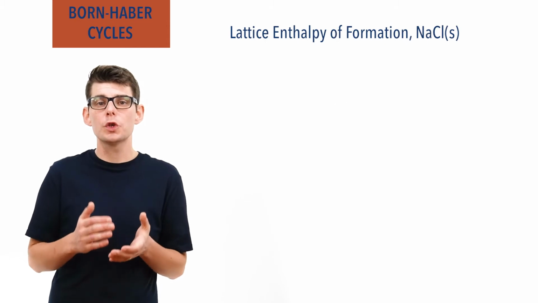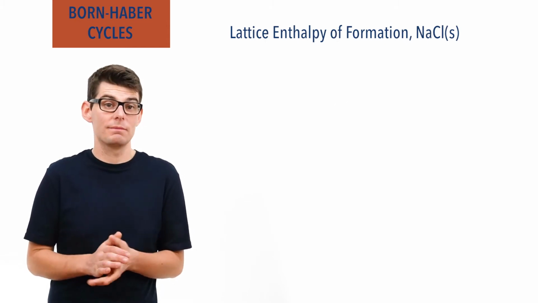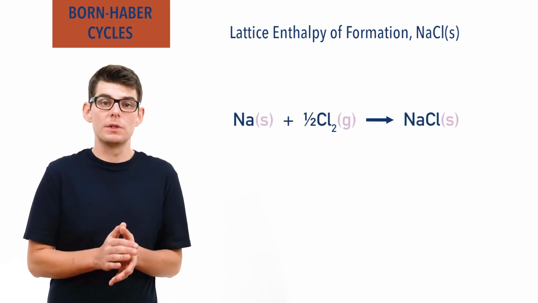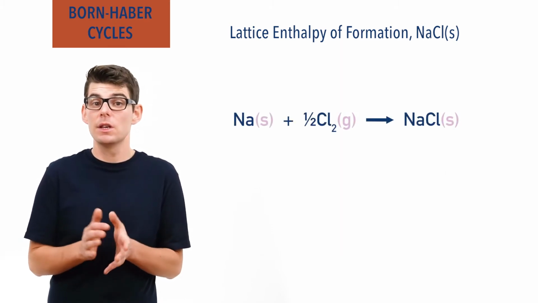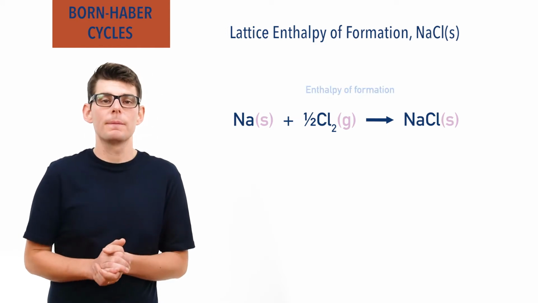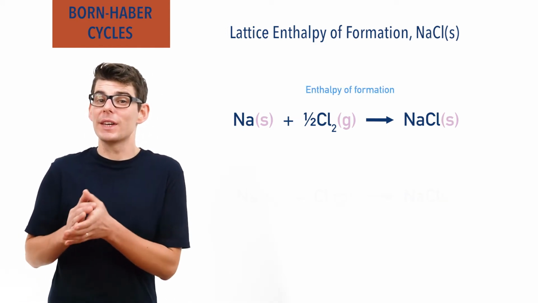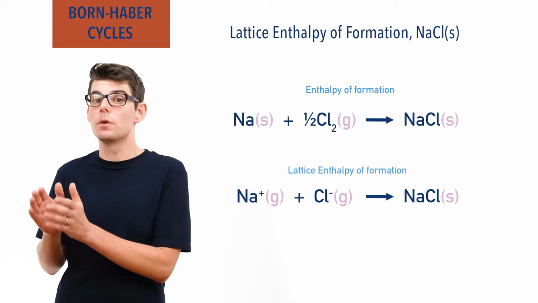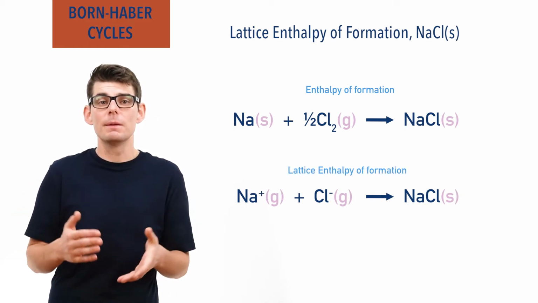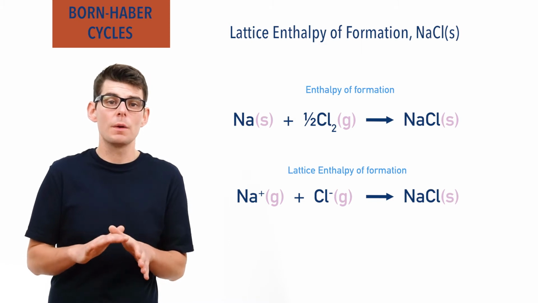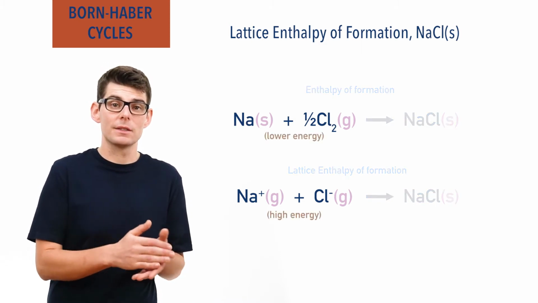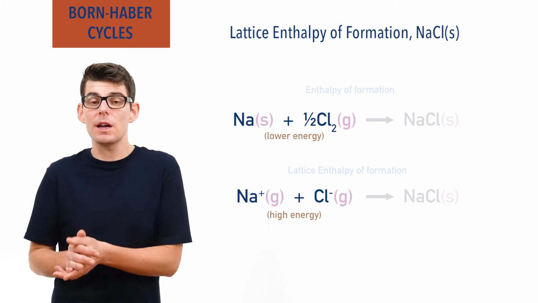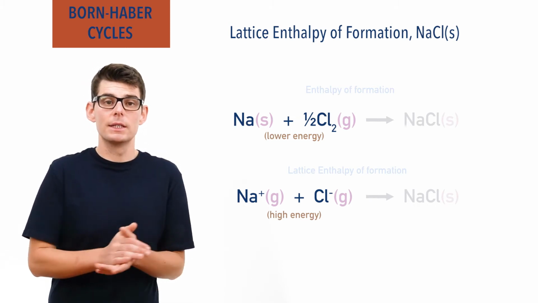We know we've got two possible ways that we can form the lattice, NaCl solid. Directly from the constituent elements sodium and chlorine in their standard states, enthalpy of formation remember, and theoretically from the gaseous ions of the constituent elements, lattice enthalpy of formation. Clearly the elements in standard states are at a much lower energy than those when as gaseous ions. The lattice formed will be lower in energy than both the gaseous ions and the elements in standard states.